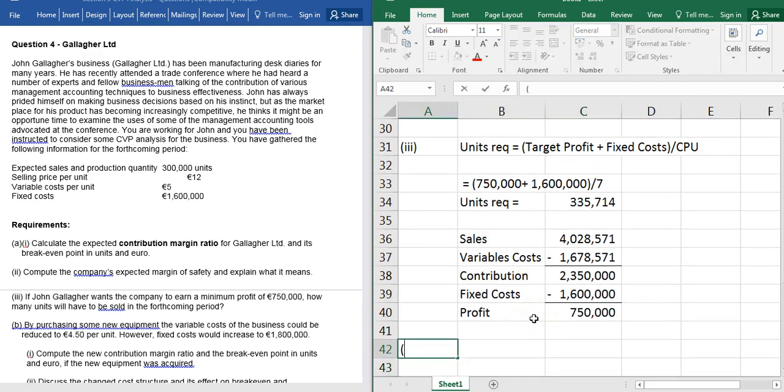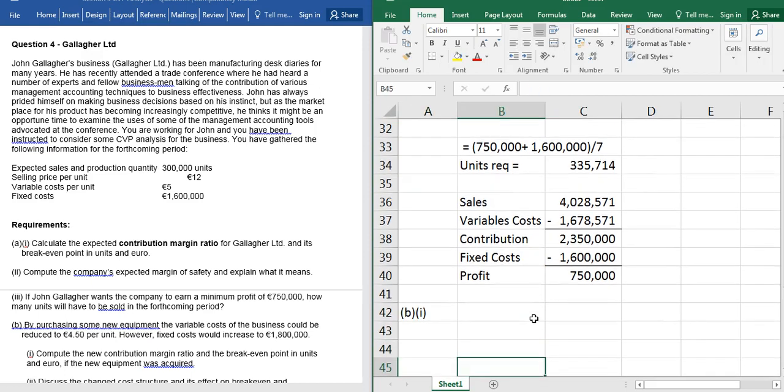So for part B then, we're looking at, I suppose, another practical scenario of they're looking to change their cost structure. So you're told here by purchasing some new equipment, the variable cost could be reduced to 450. However, fixed cost would increase to 1.8 million. Now this is what we're looking at here is the different operating leverage. And the concept that in this example, it looks like John Gallagher is trying to automate some of his business.